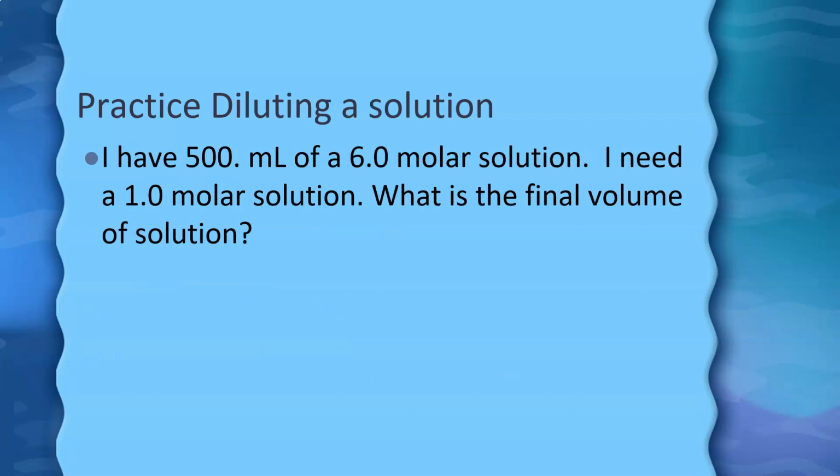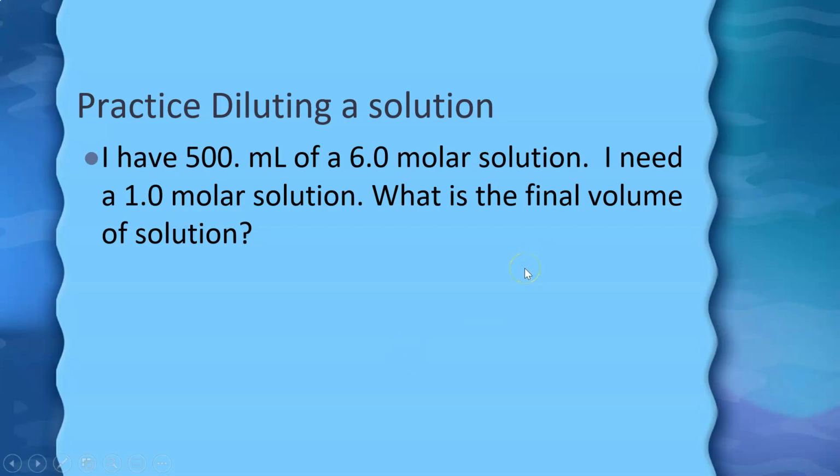So let's take an example. I have 500 mils of 6 molar solution, and I need to dilute that to be a 1 molar solution. So what is the final volume of my solution? And it really doesn't matter whether you set up the numbers as M1 or V1 or M2 or V2, you just have to be consistent. So I know that that 500 milliliters, whether I call it V1 or V2, has to stay with the 6 molar, the 6 big M. And it's most important that they stay together.